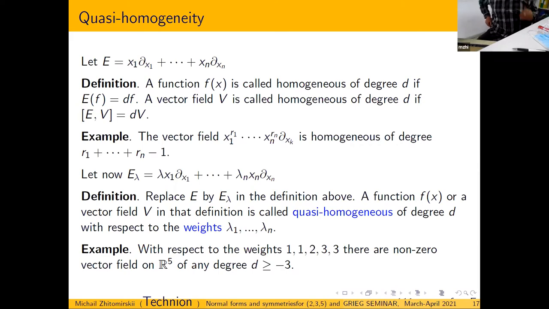And now let us generalize this. Let's put weights: lambda one x one, ..., lambda n x n. And now let's replace this definition E by E with these weights, lambda one to lambda n. Then the definition is the same. We repeat this definition, but instead of E we use this E lambda. And then we say that it is quasi-homogeneous of degree D with respect to this weight. So it's a direct generalization.